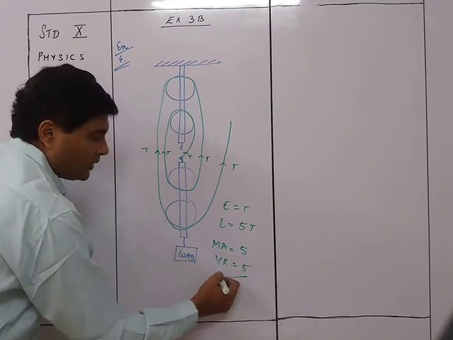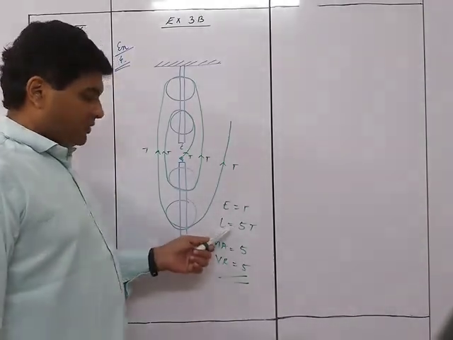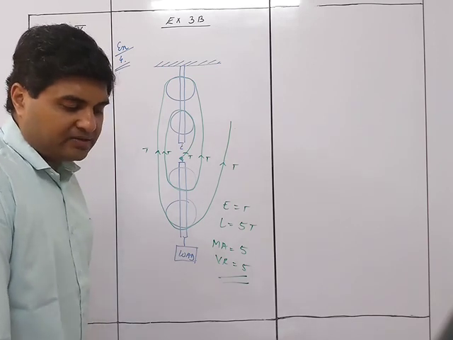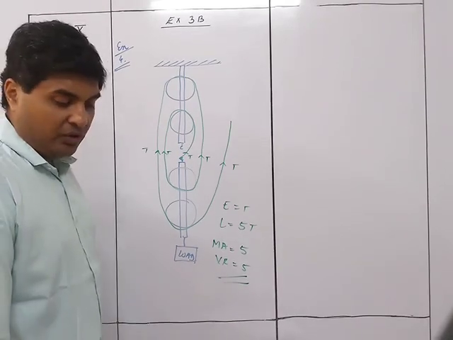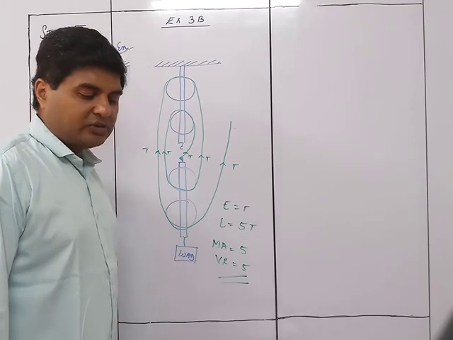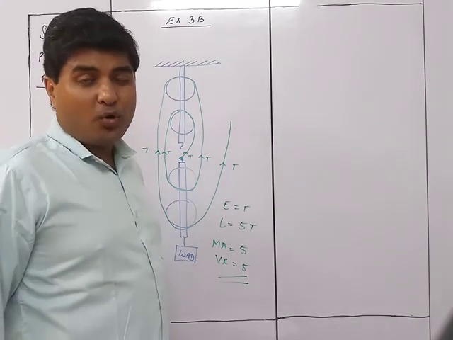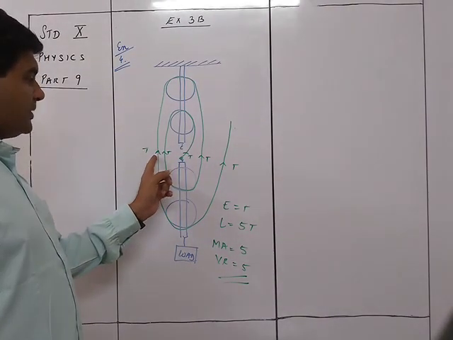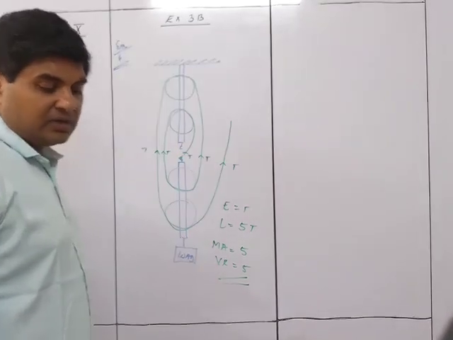So this is the important part over here. The arrangement shows L is equal to 5T and E is equal to T, so MA is equal to 5. If the load moves up a distance of x, then the free end of the string also moves by a distance 5x, hence VR is also 5. Since effort is applied upwards, the mechanical advantage and velocity ratio are more than the total number of pulleys used. It is equal to the number of strings supporting the load. So the number of strings supporting are 1, 2, 3, 4, 5. Accordingly you will have it as 5.